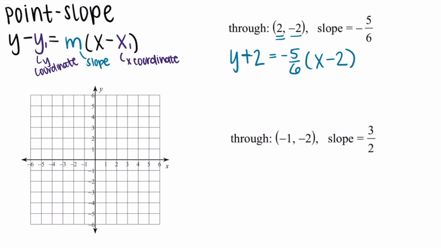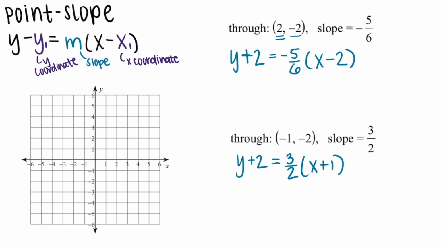and then we're going to show how you could take that equation and graph it. So this time it's going through -1, -2, so minus a -2 is going to become +2. Our slope is 3/2, and then x minus a -1 is going to become +1.